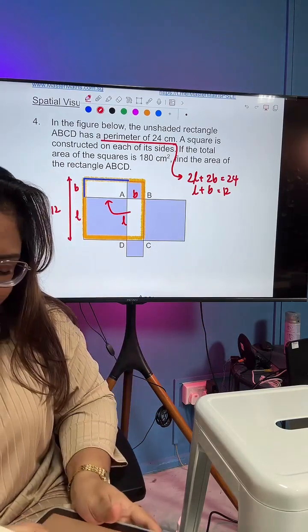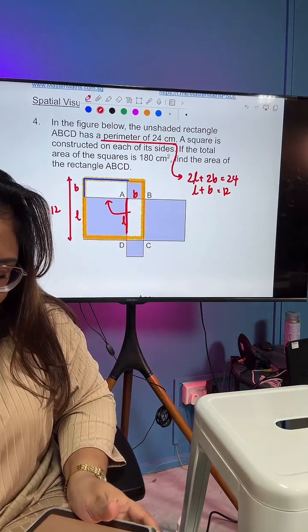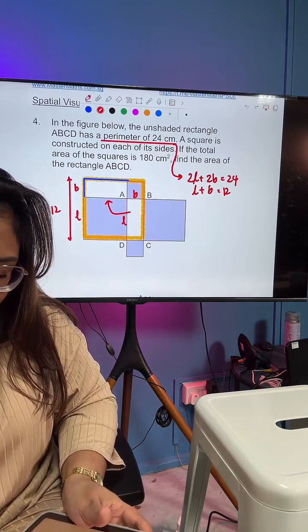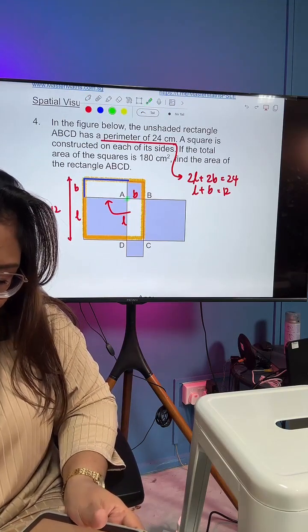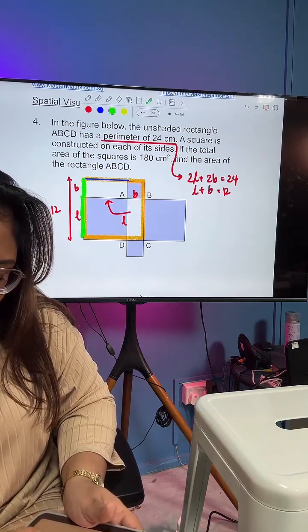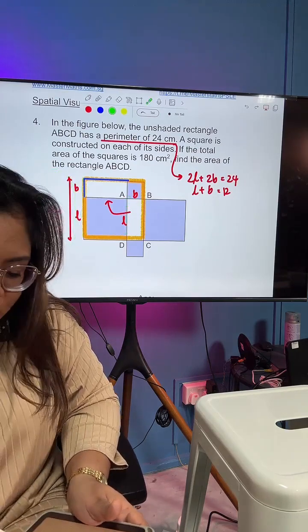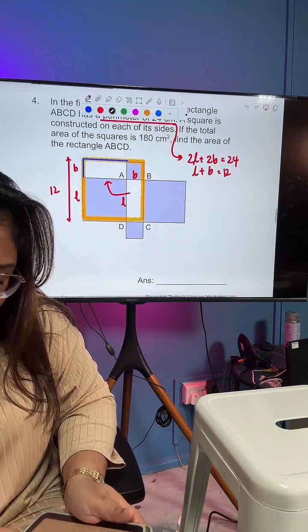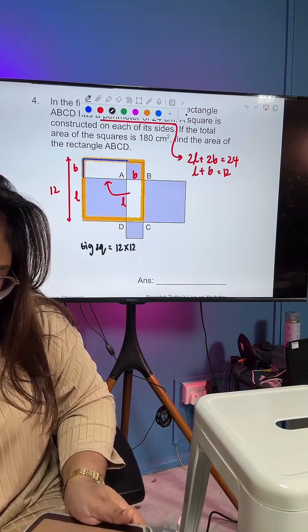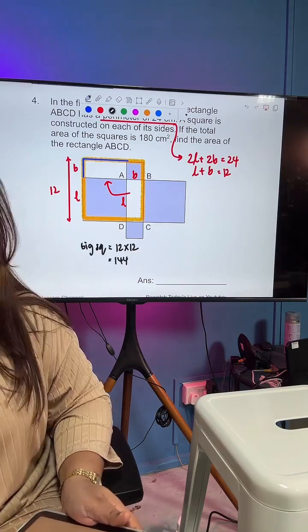Alright. So one more time. Length, breadth, length, breadth. 2 lengths, 2 breadths gives us 24. So 1 length and 1 breadth gives us 12. And this is the breadth, this is the length, which means this guy is 12. Which means the area of the big square gives you 12 times 12, which is 144.